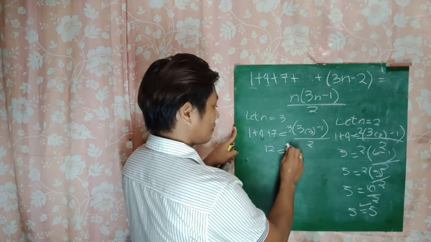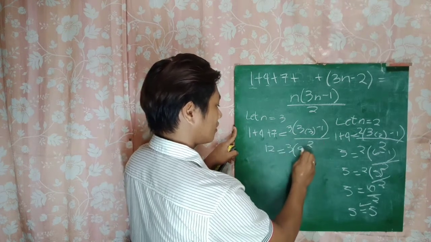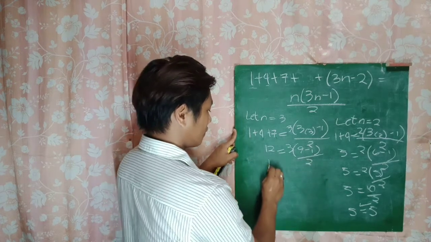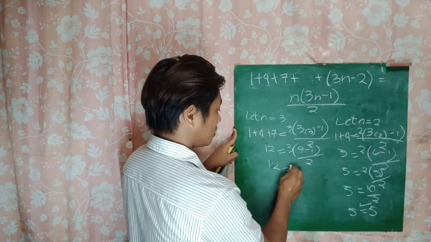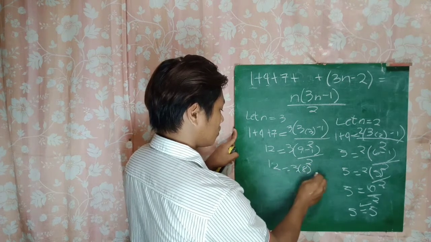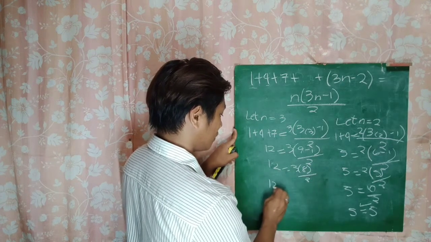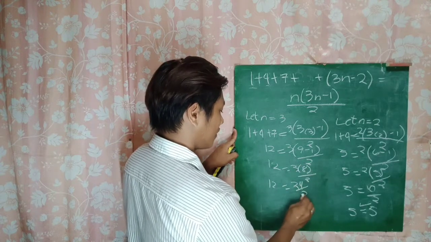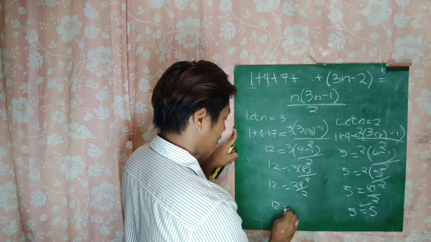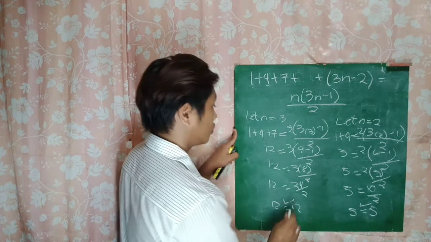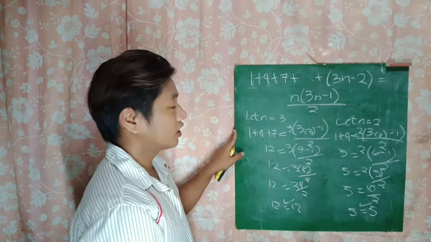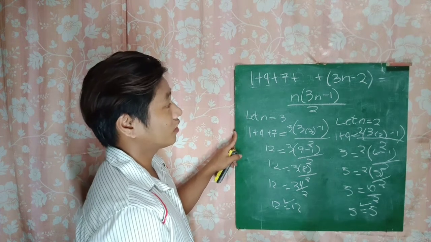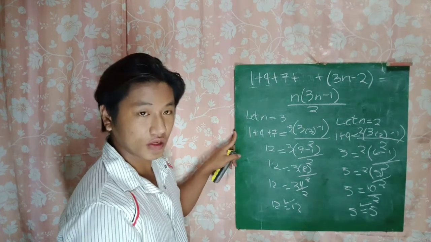So 3, copy: 3 times 3, 9, minus 1 over 2. So we have 12 equals 3 over 2. So 12, 3 times 8, 24, divide by 2, so 12. 12 equals 12 is true. So by letting n equal 3, we can conclude that the given equation is true.